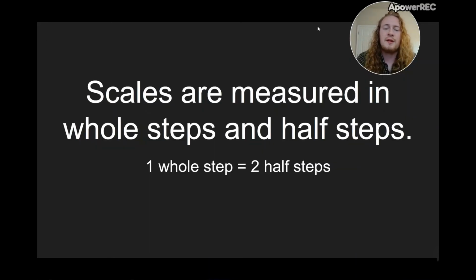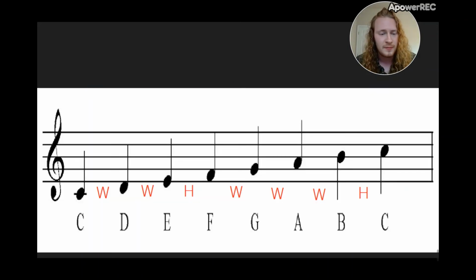Scales are measured in whole steps and half steps. You probably remember earlier in the video I was talking about how a half step is the smallest musical interval. Basically, a whole step is 2 half steps. So let's say we take 7 of our 12 notes and we put them all together in one scale called the major scale. We can see the major scale right here. So I've put a W for whole and an H for half.